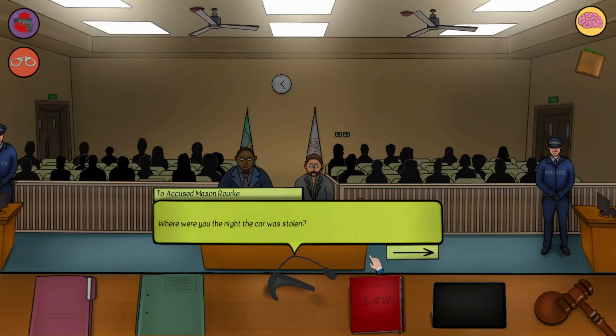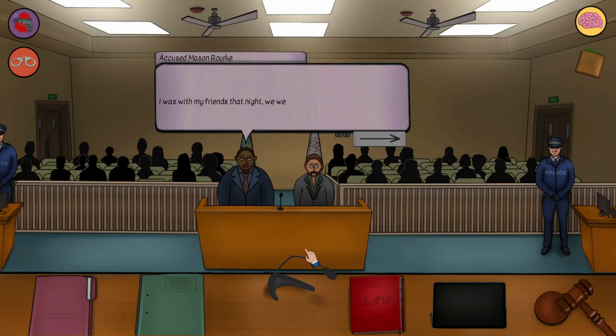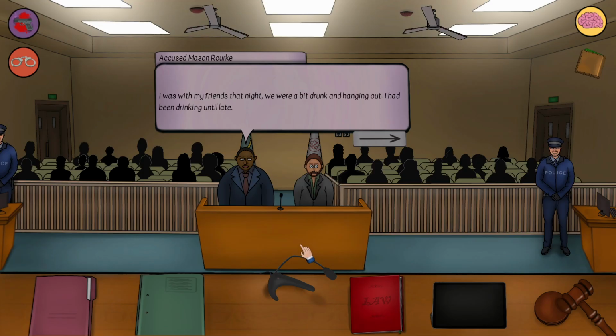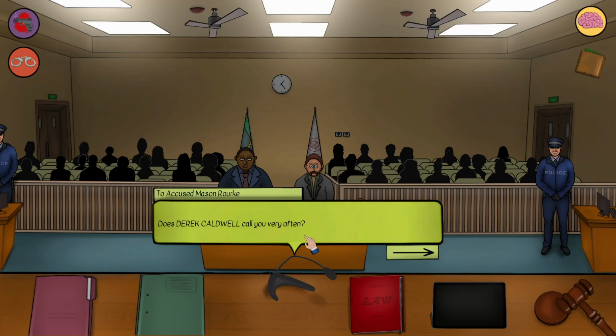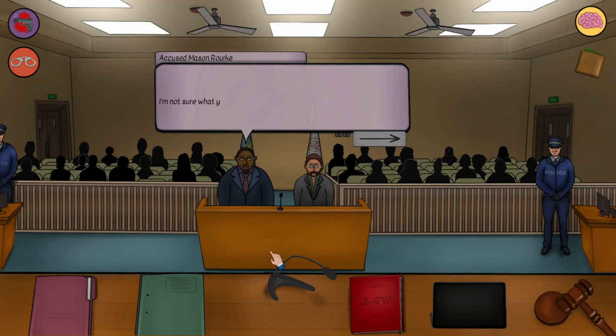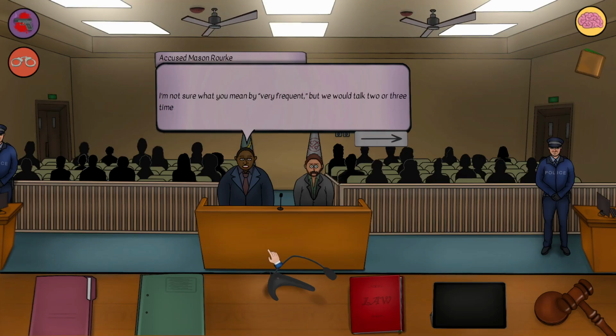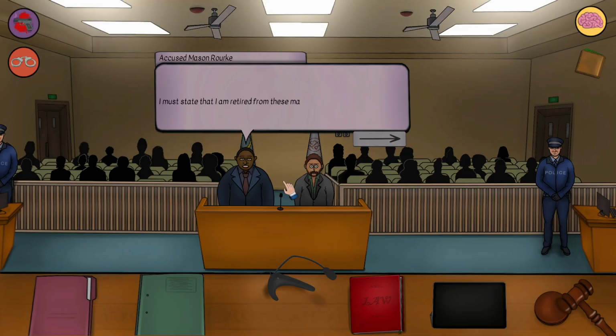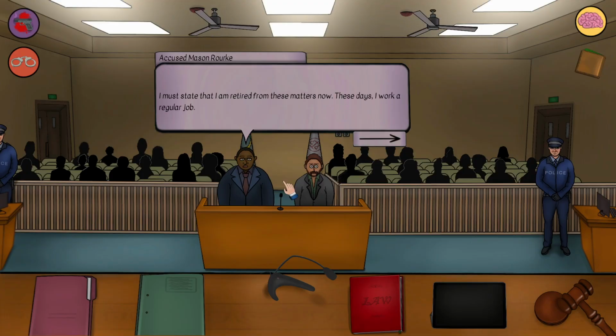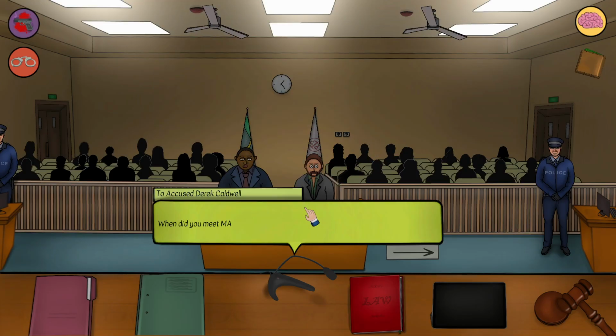Where were you in the night the car was stolen? I was with my friends that night. We were a bit drunk and hanging out. I had been drinking until late. I woke up in the morning when Derek called. Does Derek call you very often? I'm not sure what you mean by very frequent, but we would talk 2 or 3 times a month. I must state that I am retired from these matters now. These days, I work at a regular job.